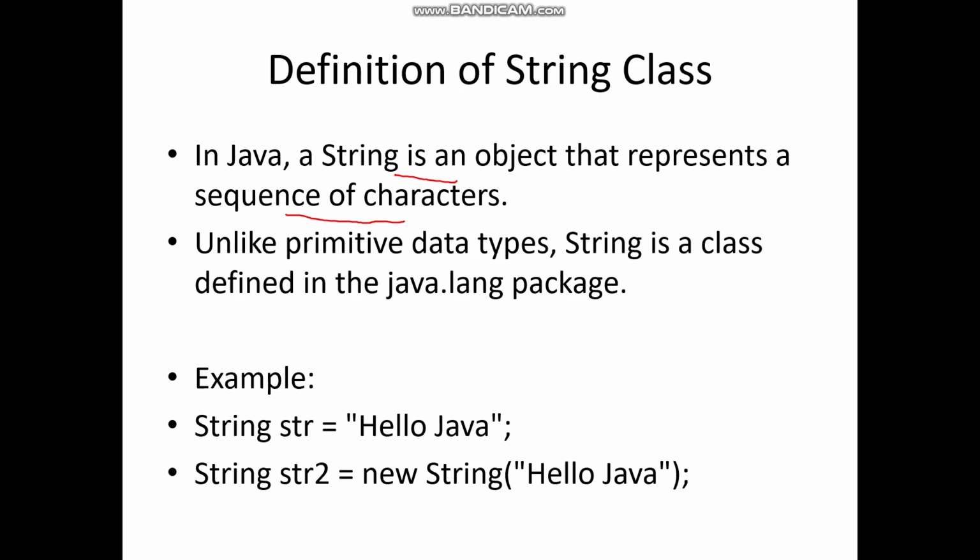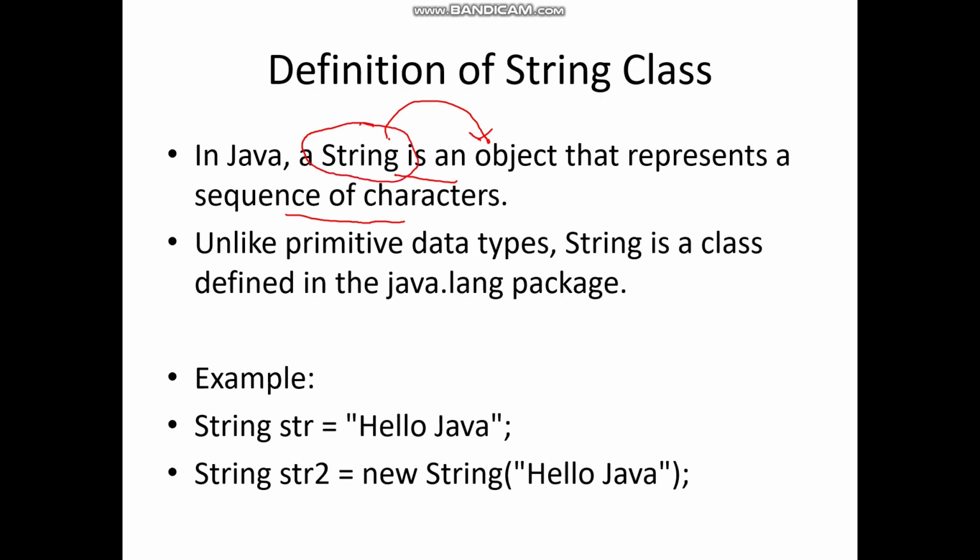In the remaining languages, the string stands for a sequence of characters only. But from the Java point of view, a string is nothing but an object. By using this object, it represents a sequence of characters. The string is not a primitive data type. It is a class only.